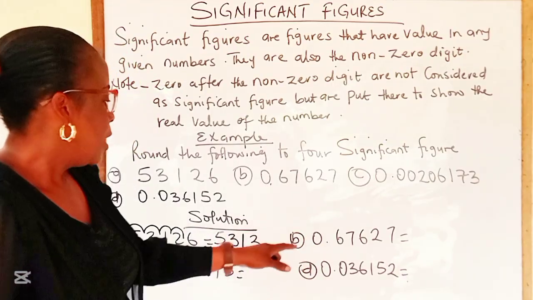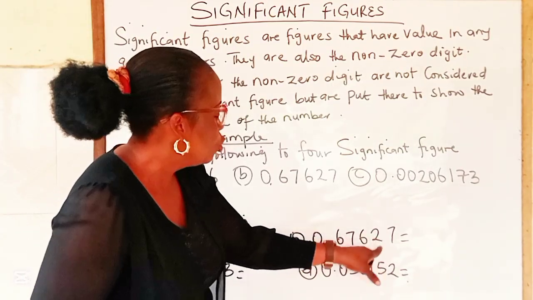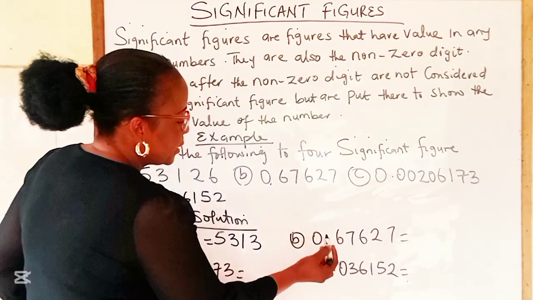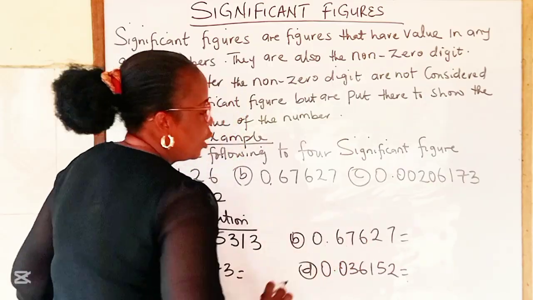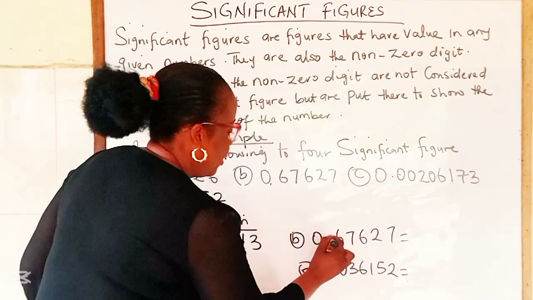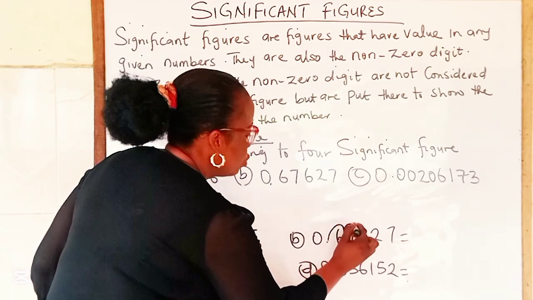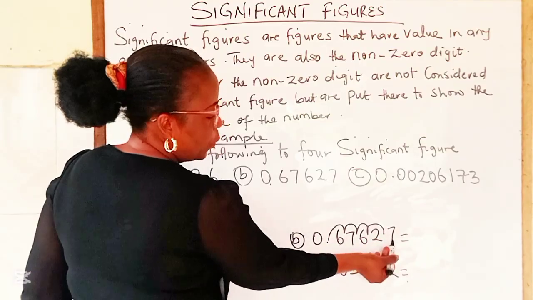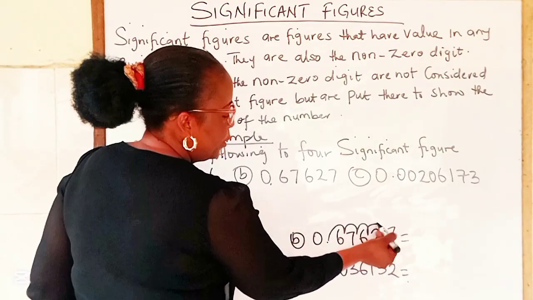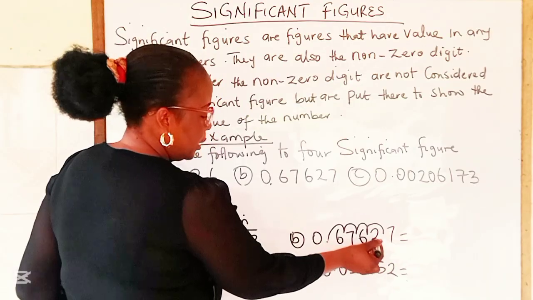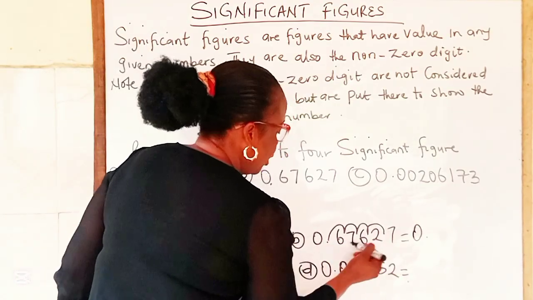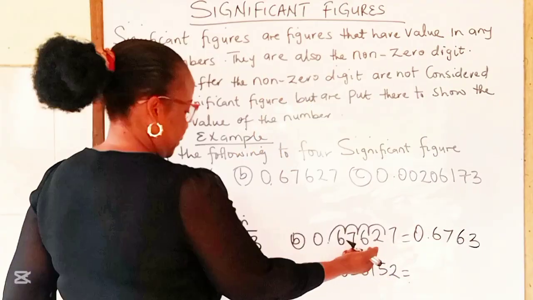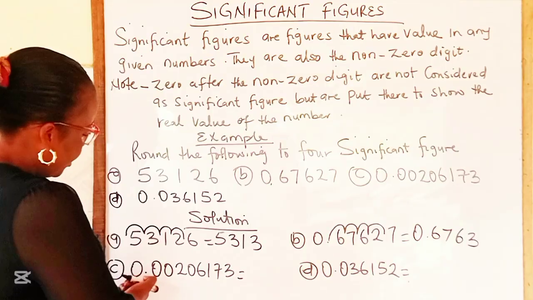This is the second number, 0.67627. We are going to round it to 4 significant figures. We start from our decimal point to count 4 figures: 1, 2, 3, 4. Check the number that is following. Is it up to 5? Yes. We round it up and add 1 here. It becomes 3. So what we have is 0.6763.